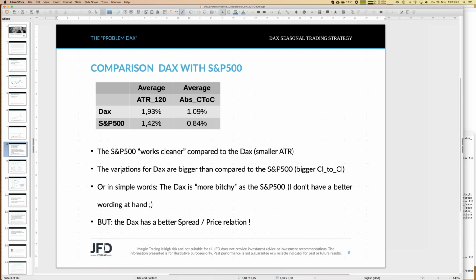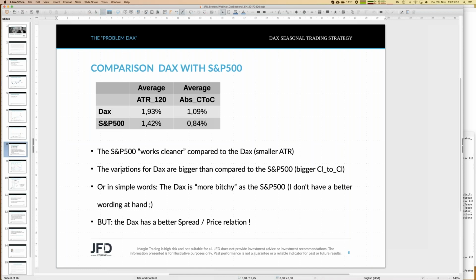So trading the DAX has a very good spread price relation. So that's a plus for trading the DAX. Even intraday, even small moves, because when it comes to just small moves and you have a small spread compared to the price, that helps. Okay, that's a plus. And that's the reason why we introduce the DAX seasonal trading strategy for the DAX.